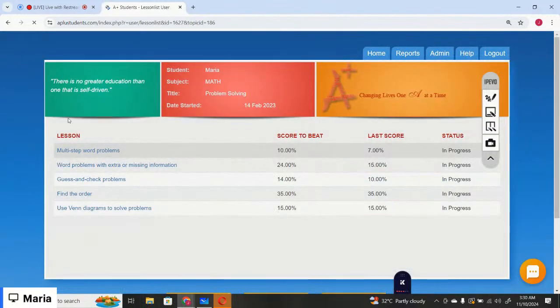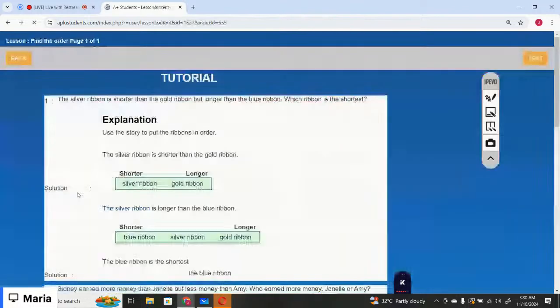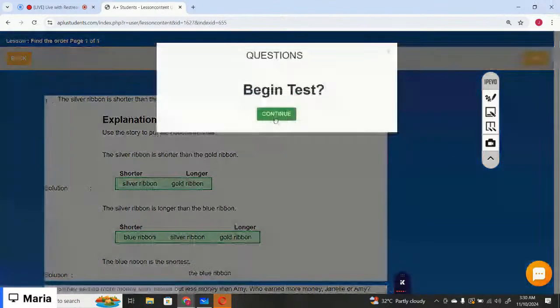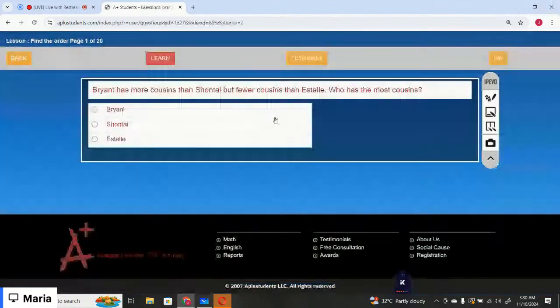The next lesson is find the order. Okay, let's just start with the test question so that we can do more test questions, right? Okay, Brent has more cousins than Chanel, fewer than Estelle. Who has the most cousins?